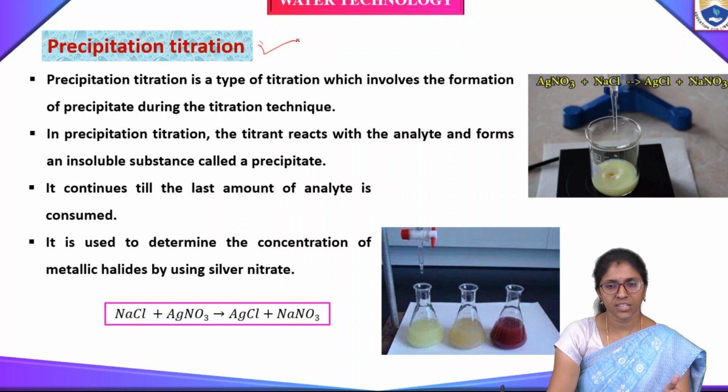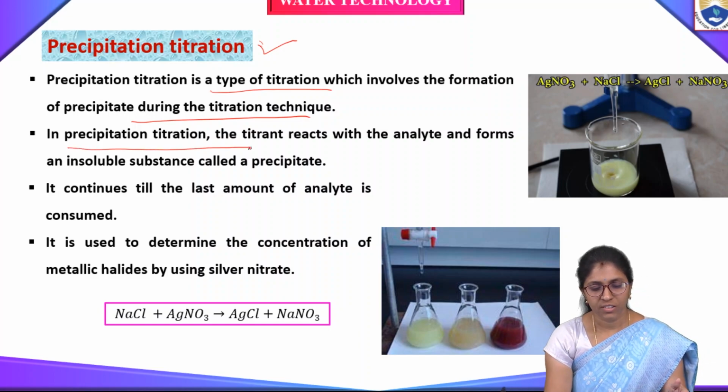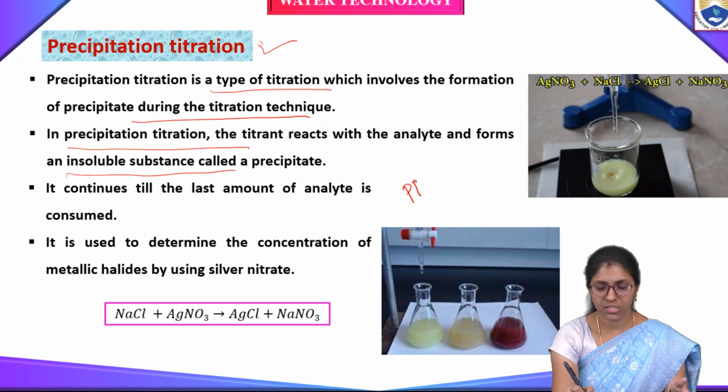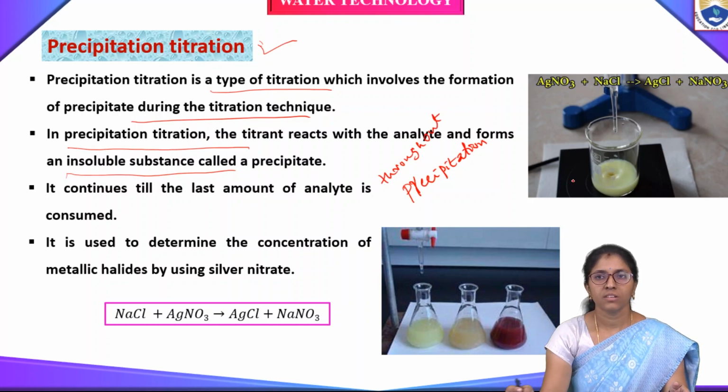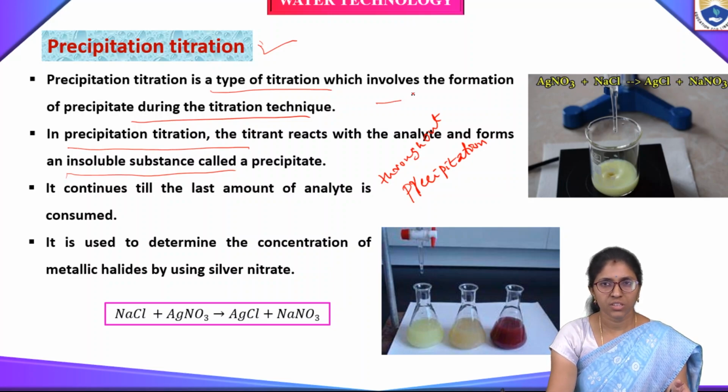Third one is precipitation titration. Precipitation titration is a type of titration which involves the formation of precipitate during the titration technique. Here, the titrant reacts with the analyte and forms an insoluble substance called precipitate. Throughout the titration, we will get precipitation.